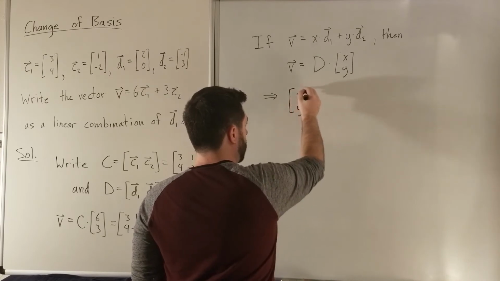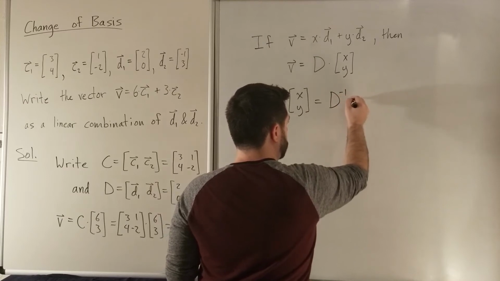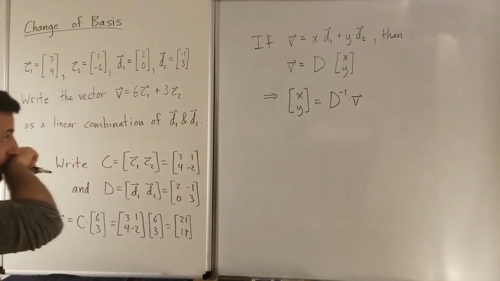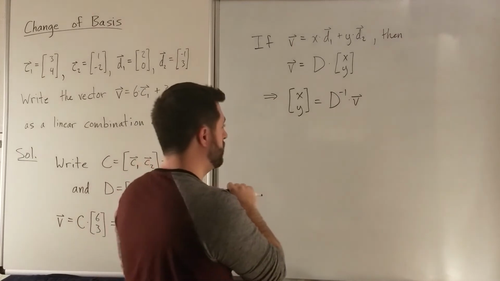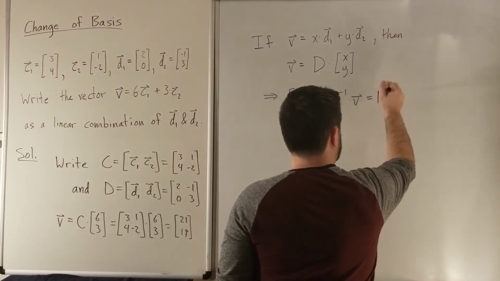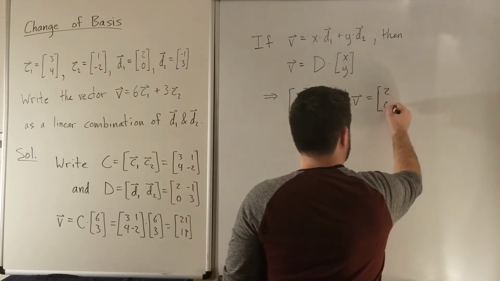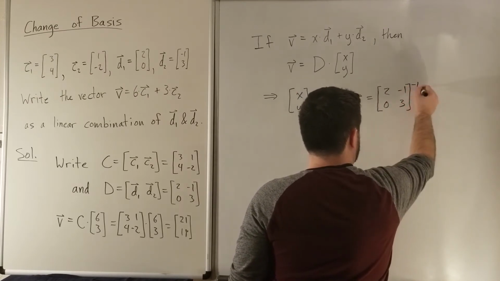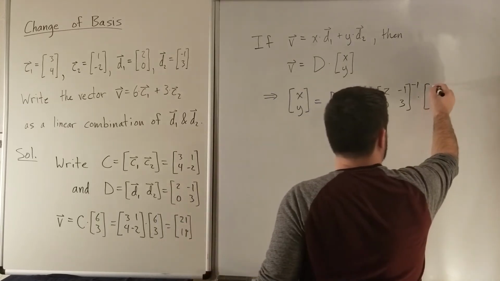So xy is D inverse times v. Okay, well, we know what v is, and we know what D is. So I'm going to write this as the matrix [2, 0; -1, 3] inverse, times our vector v, which is [21, 18].